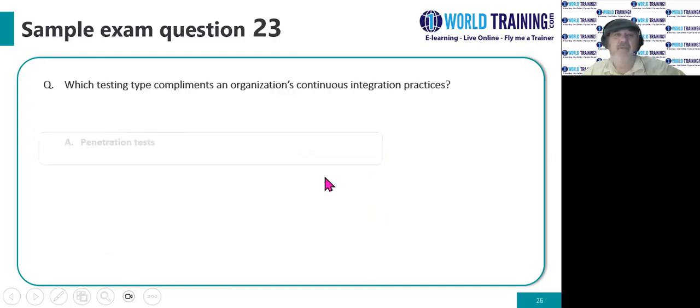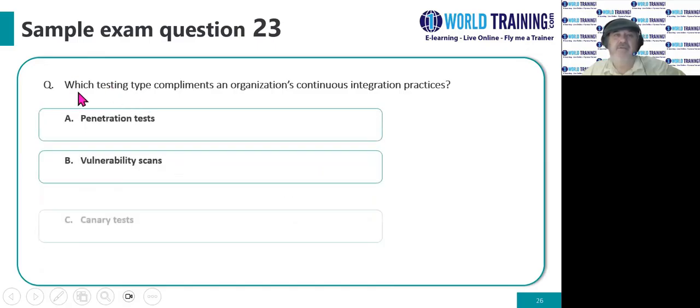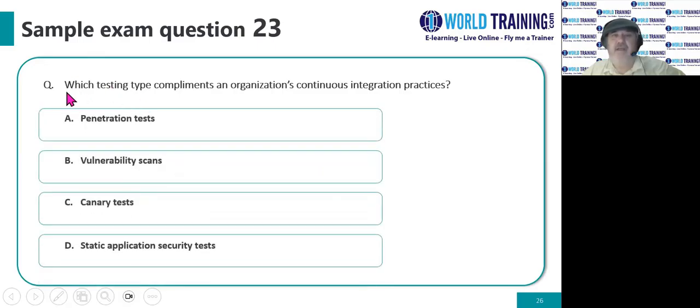Yeah. Okay, question 23. Which testing type complements an organization's continuous integration practices? So we're talking about CI. Penetration tests, usually done in CD, not CI. Vulnerability scans, usually that's done in production or close to it. Canary testing is more deployment. Static application security testing, SAST, is generally done during CI. So I think D is the best answer.